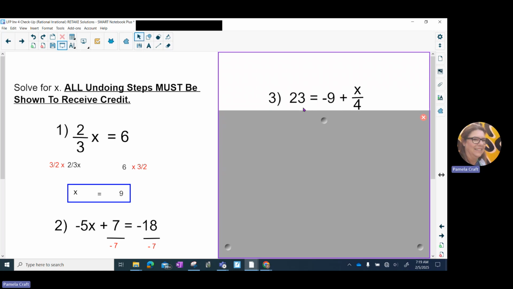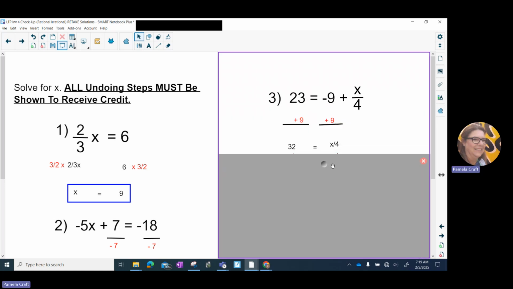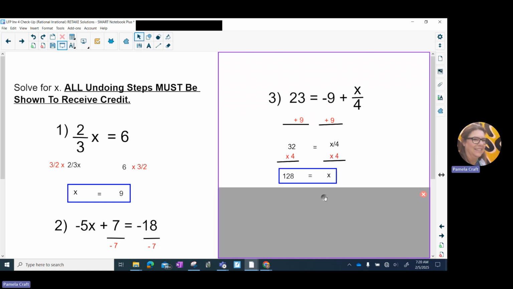Number 3, we have 23 is equal to negative 9 plus x over 4. We have a subtraction, and we have division by positive 4. So we'll get rid of the subtraction first by adding 9 to both sides. We have 32 is equal to x over 4. Again, this is division. To get rid of that, we need to multiply both sides by 4. And we get 128 is equal to x.